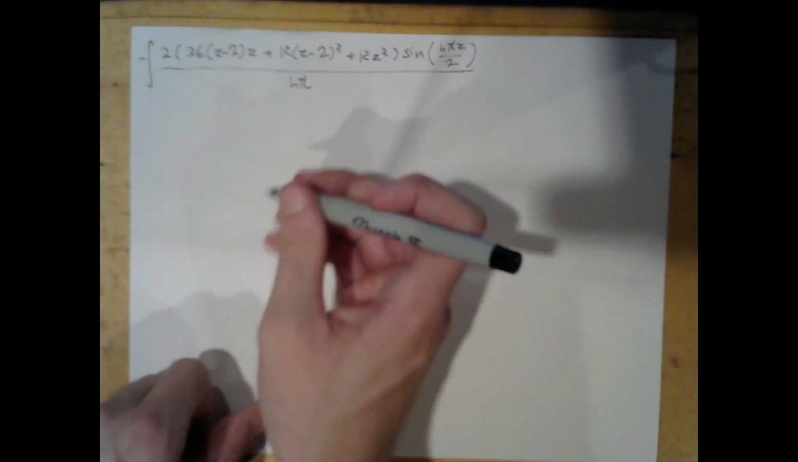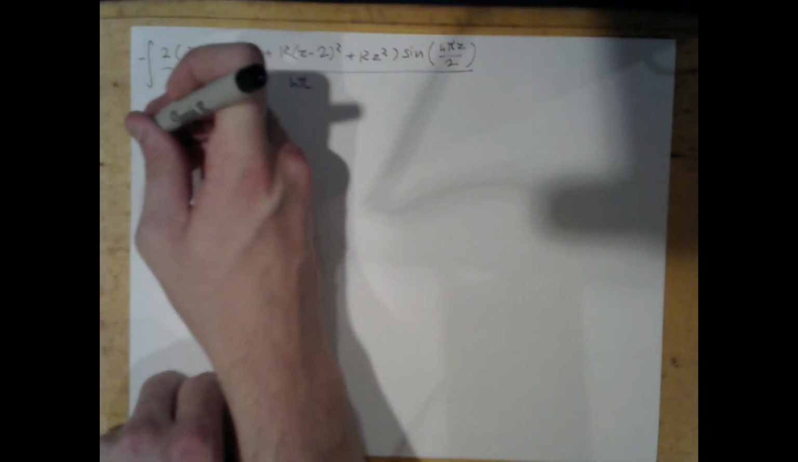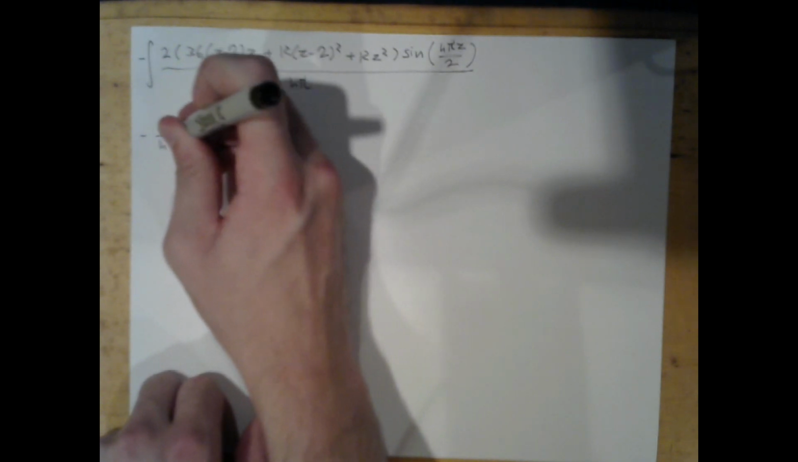So what's the highest thing we can pull out here? This is a negative on the front. Everything here is positive. The highest thing we can pull out, multiplying by the negative, is 24 over h pi.